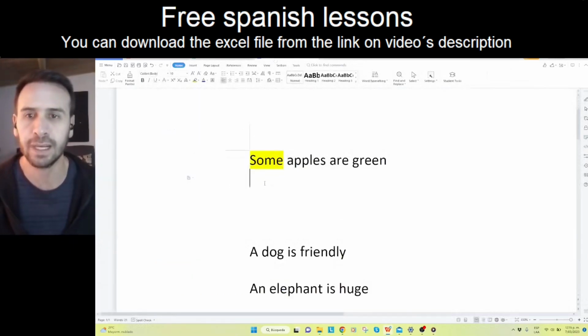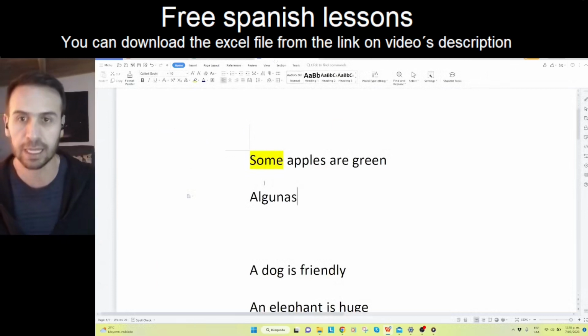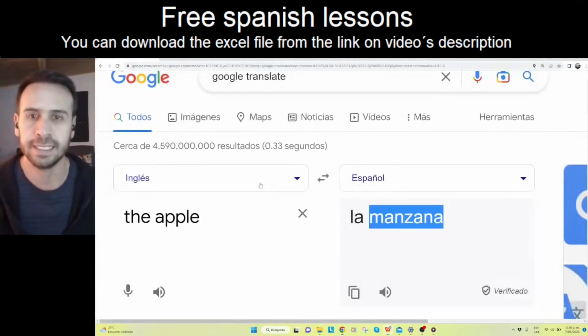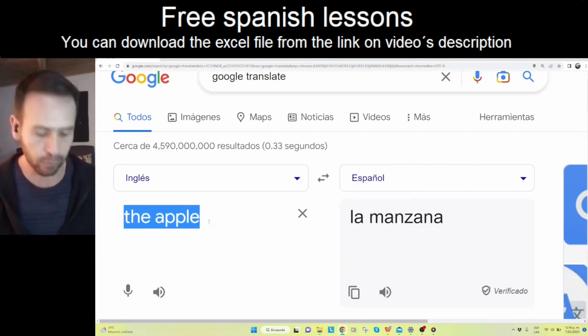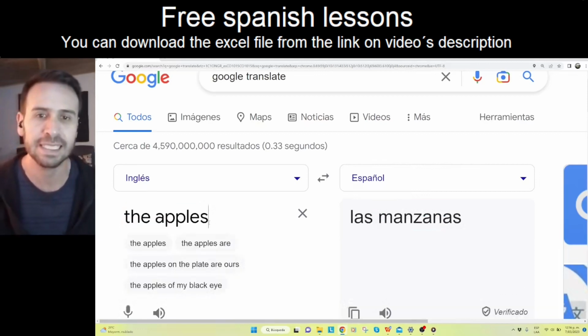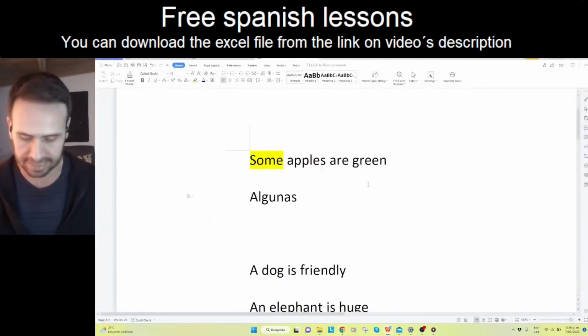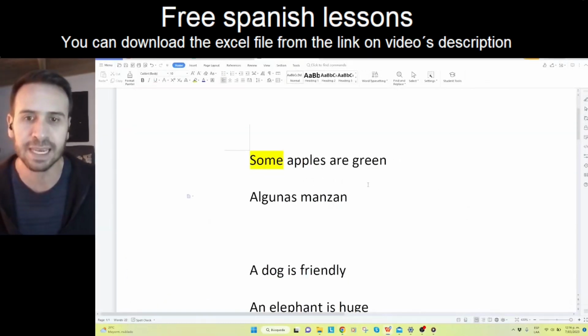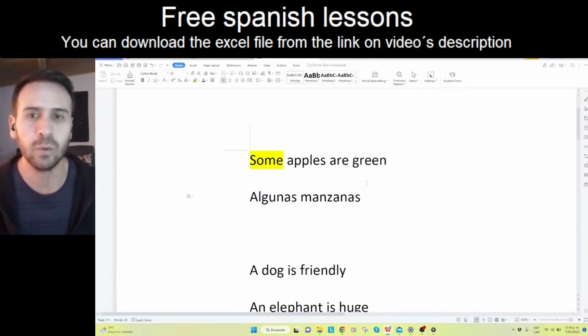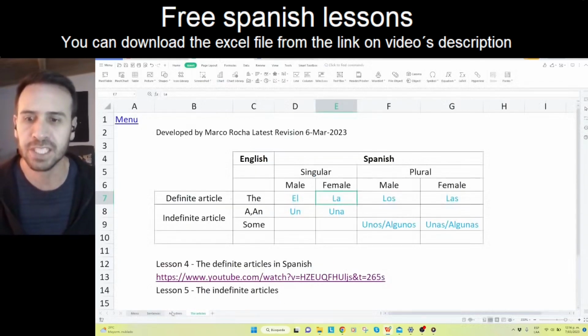Then we have algunas. Now we also know that apple is manzana and the plural for manzana is manzanas. Las manzanas, unas manzanas, algunas manzanas. Then we have to go back to our summary and check which is the form of the verb.